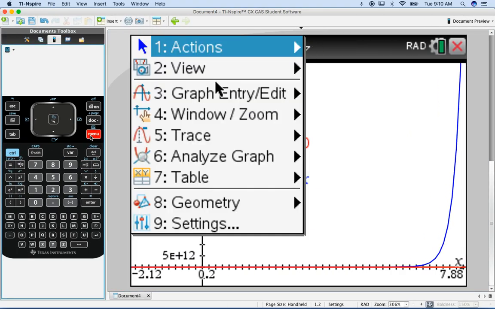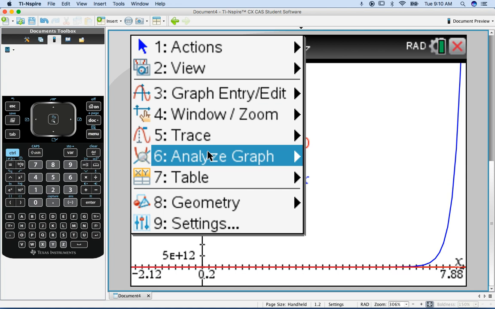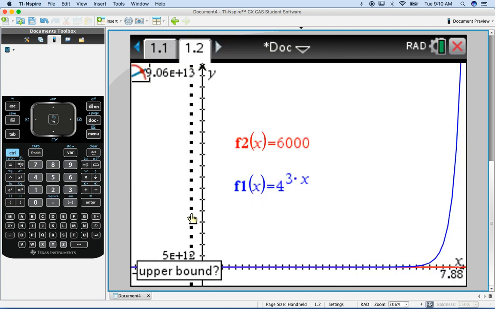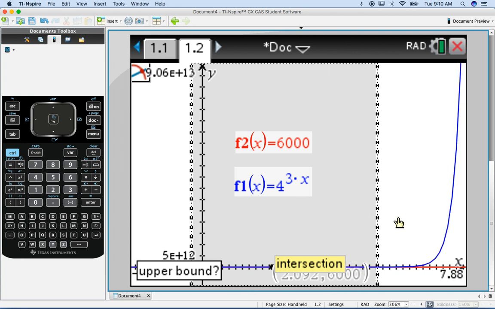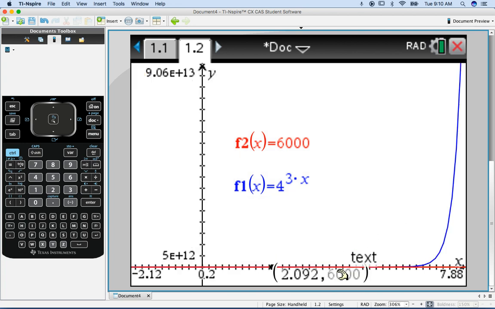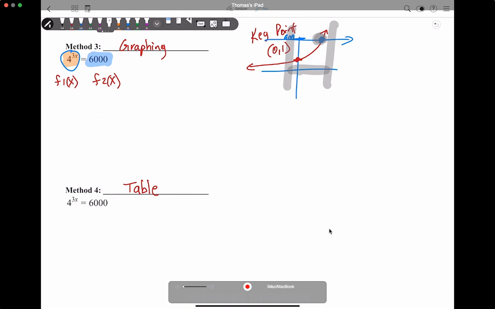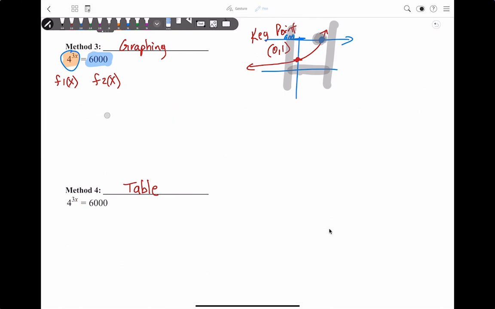So knowing that, let's try again with the analyze graph. We're going to go for the intersection. And now we're just to the left of the y-axis. And then to the right, we'll just keep going until we see this intersection pop up. And we see this intersection pop up when x is 2.092. Okay? So for this one, x is going to be approximately 2.092.